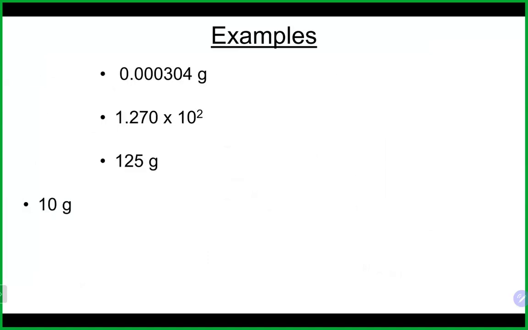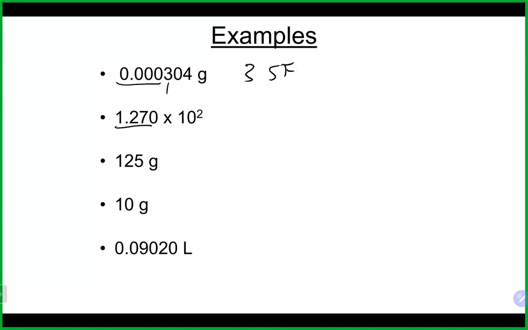All right, so take a moment here for each of these. How many significant figures do we have? All right, so let's take a look. Once again here, starting with the first, we're going to go this way. We're not going to start counting until the 3. The 0 and the 4 are significant, so we've got 3 significant figures in this case.